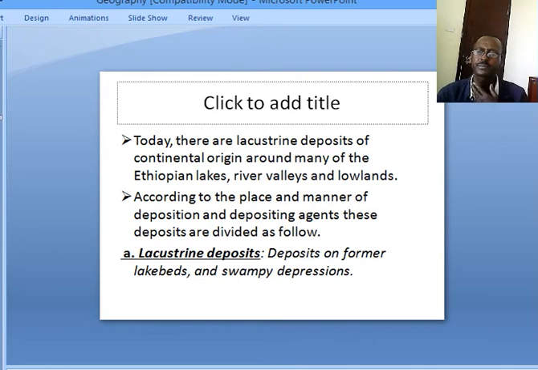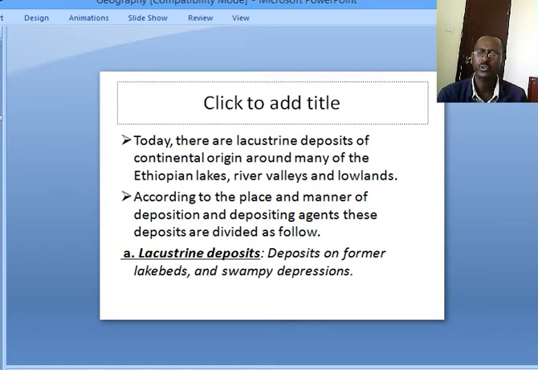Today, there are lacustrine deposits of continental origin. Okay, lacustrine refers to lake areas around many of the Ethiopian lakes, rivers, valleys, and lowlands. According to the place and manner of deposition and depositing agents, these deposits are divided as follows.